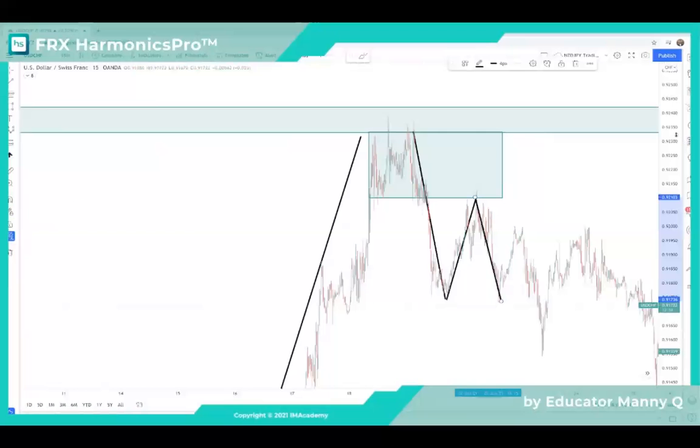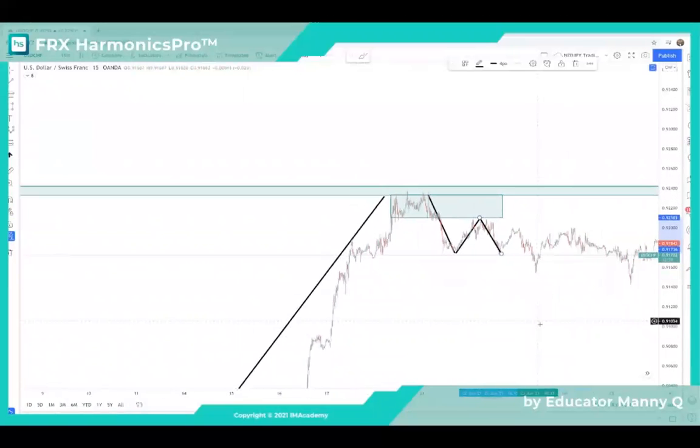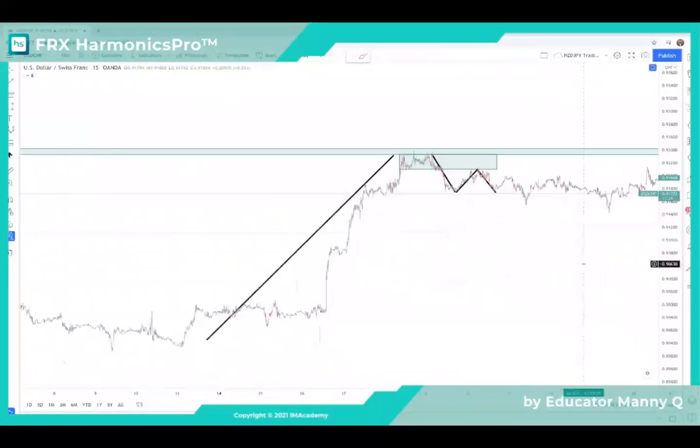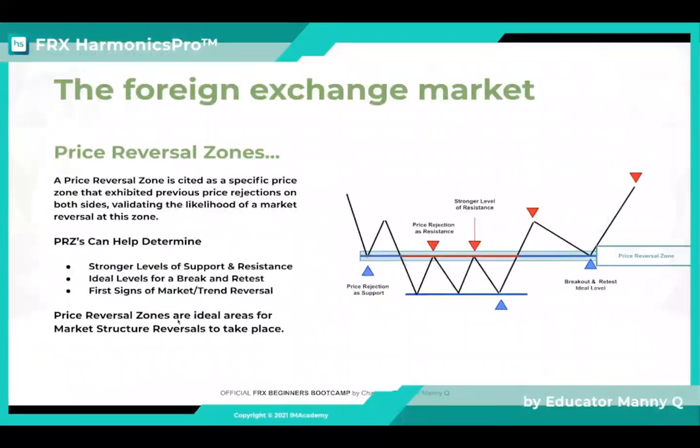So I hope you guys are able to see how price reversal zones not only play a role on a smaller time frame, looking for strong areas of support and resistance and giving us areas of breakout and retest, but you can use this in confluence and in combination by going to higher time frames, looking for price reversal zones and understanding that when price returns to that, you can now look for a bigger move in the market doing so.